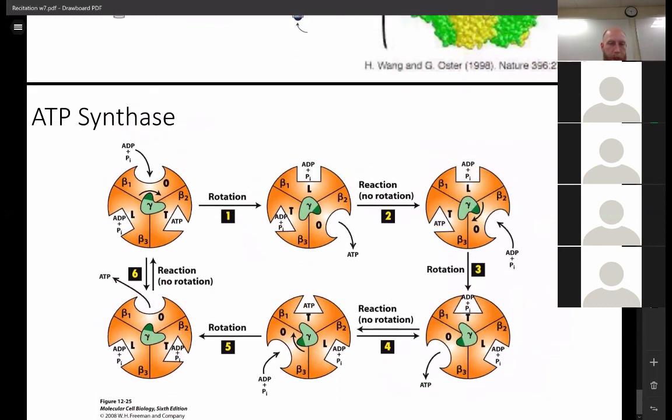So this is showing you the biochemical process of making ATP using ATP synthase. You have 3 alpha subunits, which are the open areas that you see in this diagram. So we'll follow the ADP and phosphate. You have it binding to the open spot. So that's an O, it's open. And then it rotates. So the L spot rotates to where our ADP plus Pi is. I think L, if I remember correctly, just means loose. So it's a loose binding.